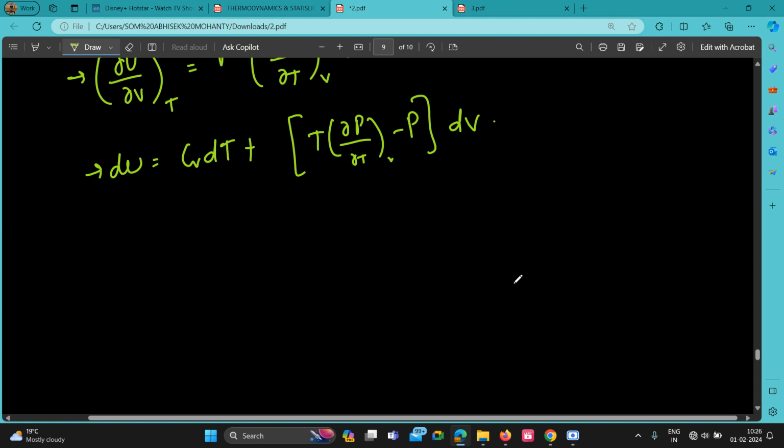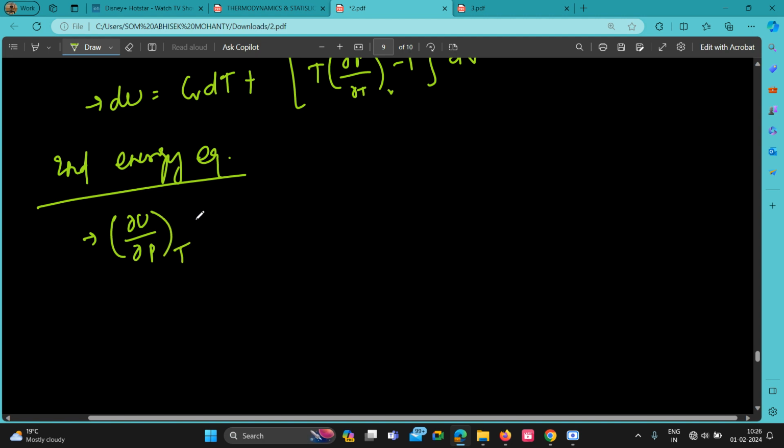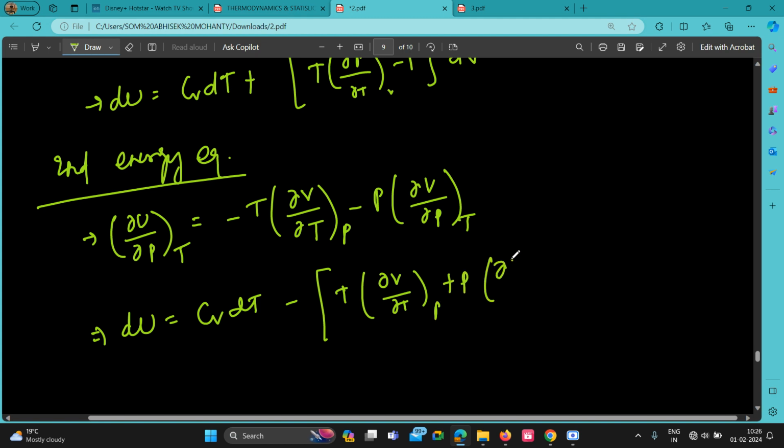Now next is your second energy equation. Del U by del P at T is equal to minus T del V by del T at P minus P del V by del P at T. Second energy equation. Or dU is equal to CV dT minus T del V by del T.